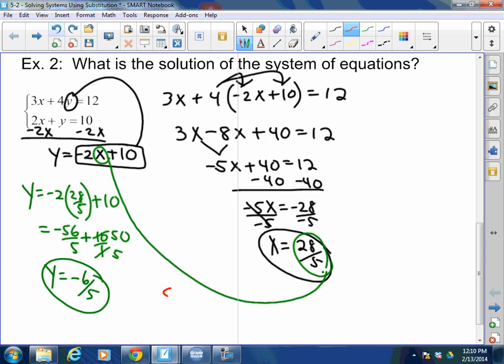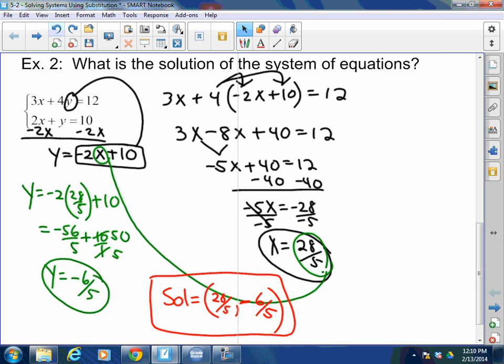What is my solution here in red? 28 fifths, comma, negative 6 fifths. They're not always going to be pretty. But if I plug them in, they will satisfy both equations. Not that bad, is it, guys? Yes, sir, my brother.